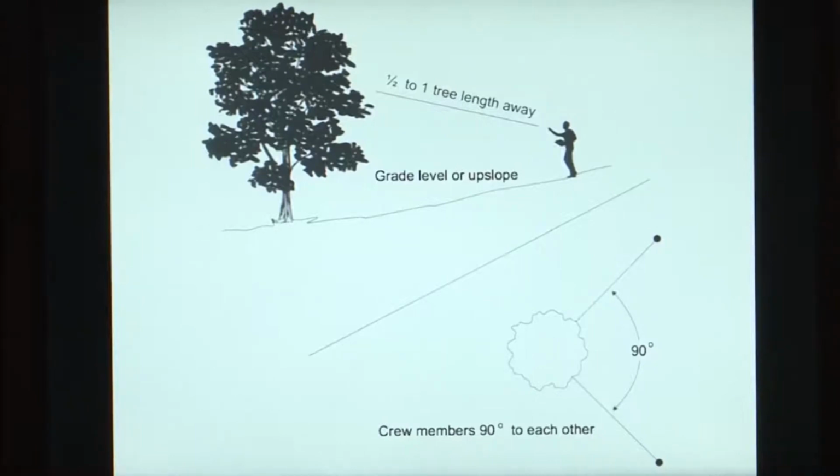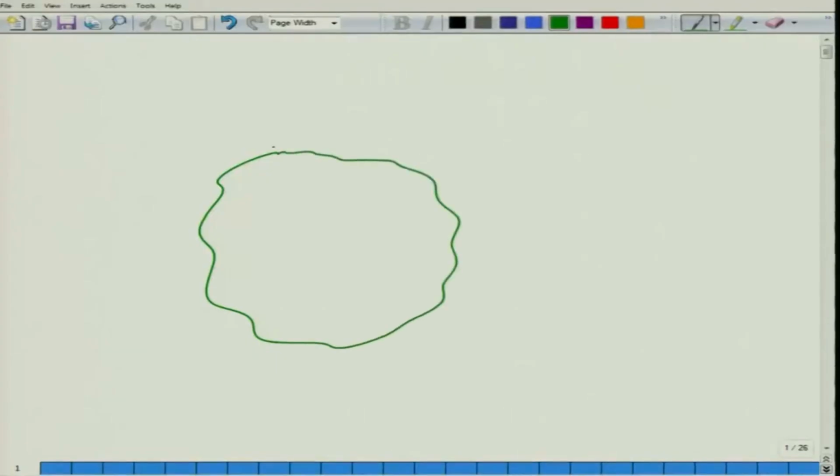In the bottom chart you can see where the crew members need to stand if you need to take two measurements. So, for instance, if this is your canopy, we take measurements at 90 degrees. Suppose this is your tree stem. If you take one measurement along this direction, the other measurement has to be at 90 degrees from the first measurement.